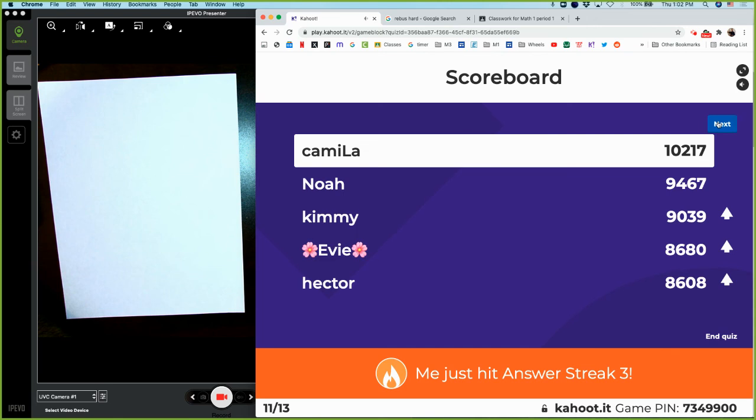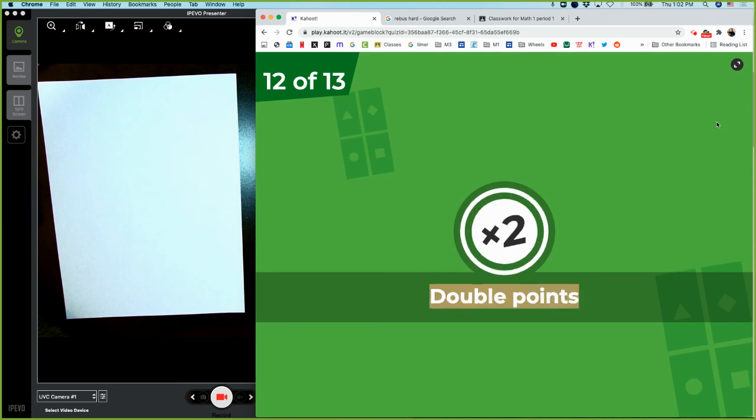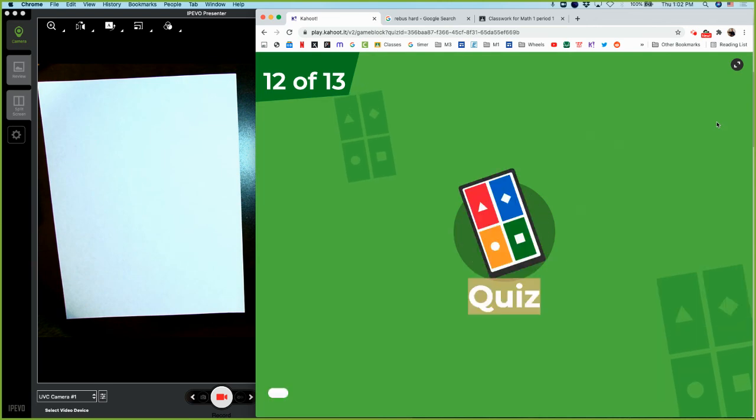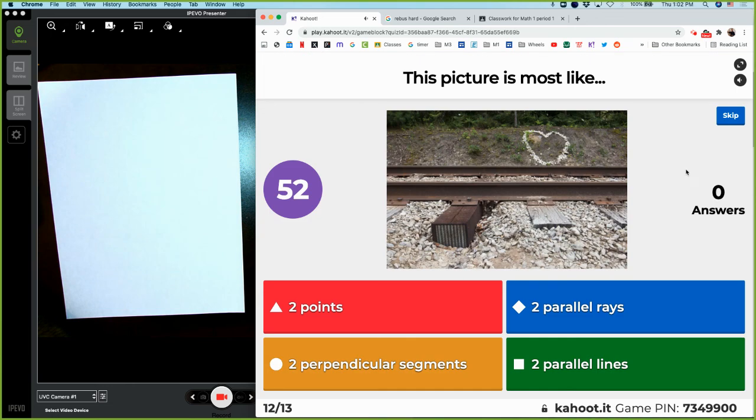Oh, look at that. Hector on the board. Moving up. 2 more double points. Focus. This picture is most like what? Most like. No philosophical, like, in the train tracks. I'm not talking about these. I'm not talking about the train ties. I'm talking about the train tracks.